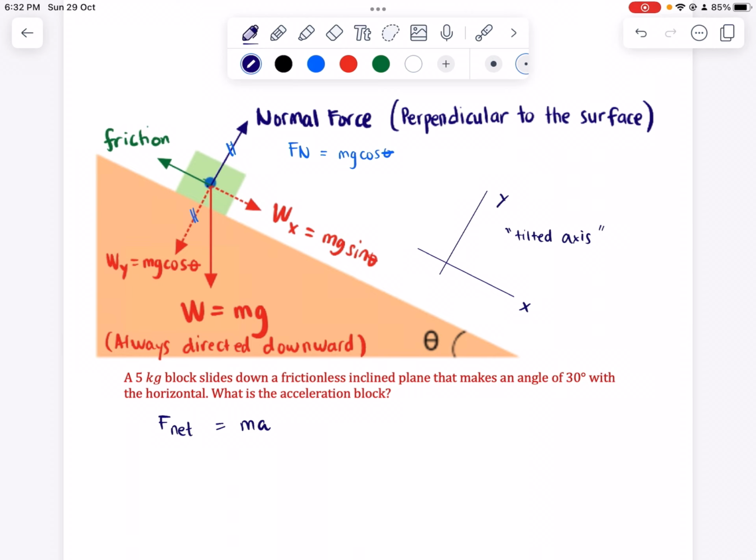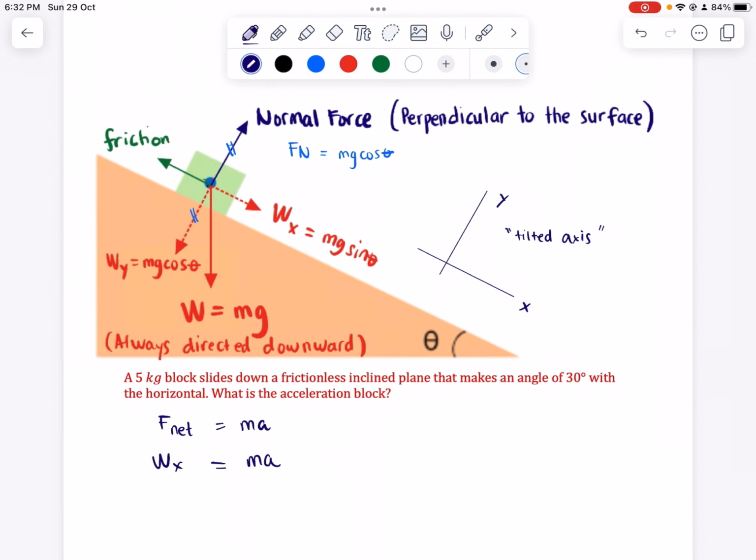And our net force would just be the forces along the axis of the object's motion. The object here is moving along the x-axis, so we would only be looking into the forces on the x-axis. In this case, we have Wx, which is the x component of the object's weight. So we will write that, Wx. And there are no other forces because the object is on a frictionless inclined plane, so friction will not be present. So our net force would just be the x component of the object's weight, and that is equal to ma.